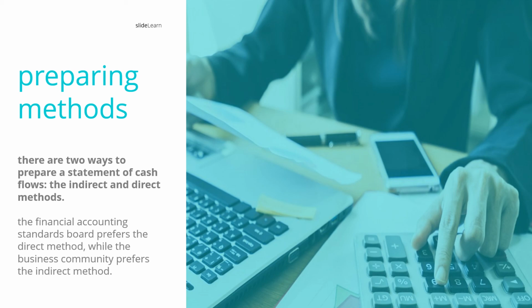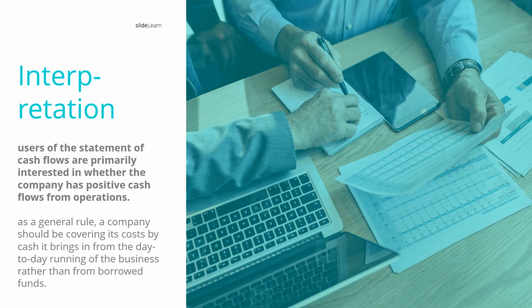In other words, gain or loss is based on the difference between the asset's net book value, which is cost less accumulated depreciation, and the amount the item sold for, not how much cash the buyer hands over to the seller. Users of the statement of cash flows are primarily interested in whether the company has positive cash flows from operations. As a general rule, a company should be covering its costs by cash it brings in from the day-to-day running of the business rather than from borrowed funds.